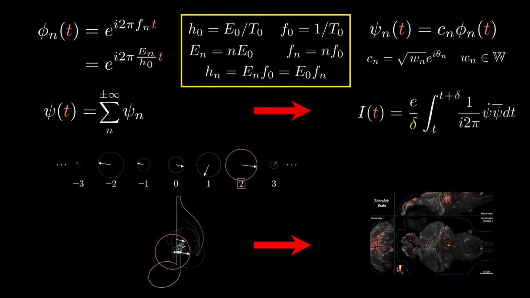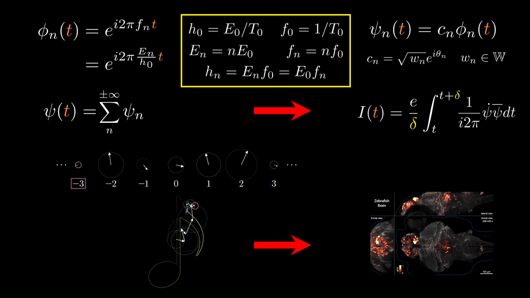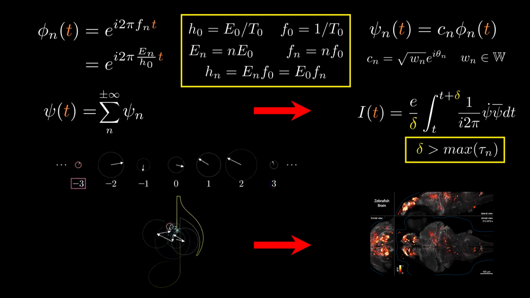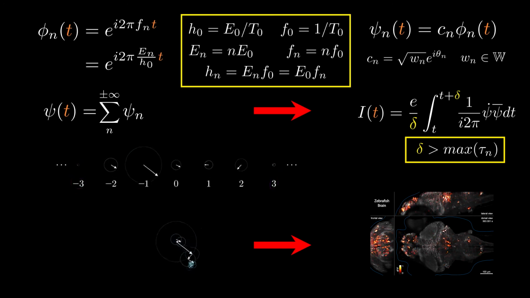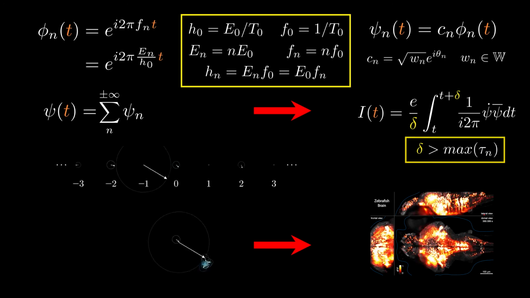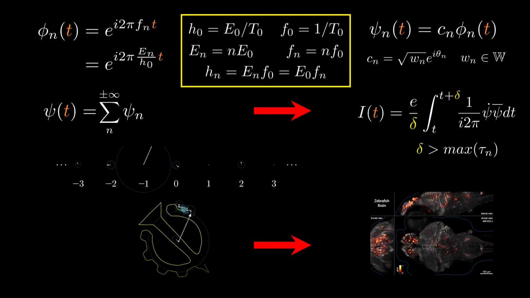We can compute the density of ion crossings by integrating the density function derived from psi over a time interval delta, where delta represents the temporal resolution of an observation. A typical observable behavior lasts much longer than individual ion crossings, which is denoted by delta being greater than the maximum value of tau n. There are many notations on this screen. If you feel a bit overwhelmed, you can pause the video, ponder for a moment, and make sure that you fully understand all of them.